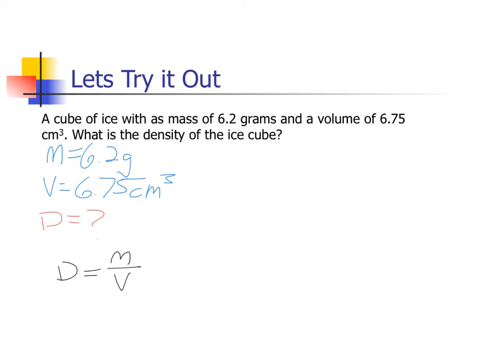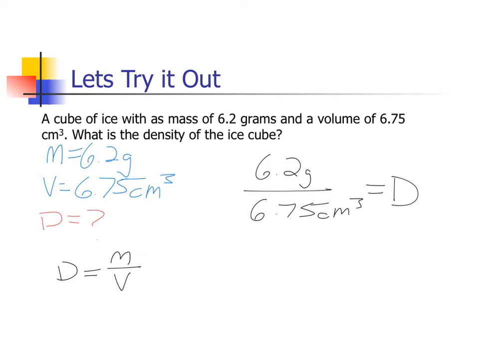And so I can go 6.2 grams divided by 6.75 cubic centimeters is equal to my density. Now, how do I calculate that? Well, that's where a calculator comes handy. And it doesn't need to be a crazy elaborate one, but one that works usually is best.